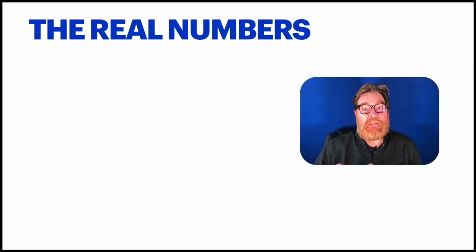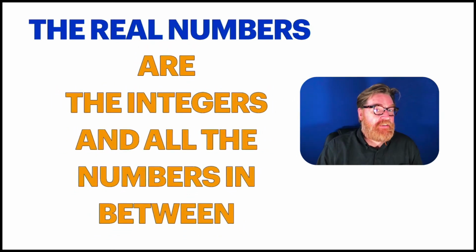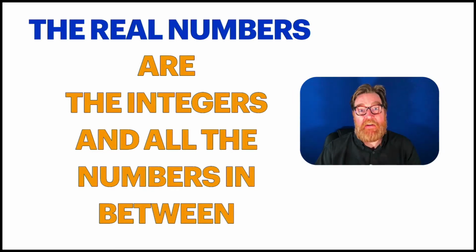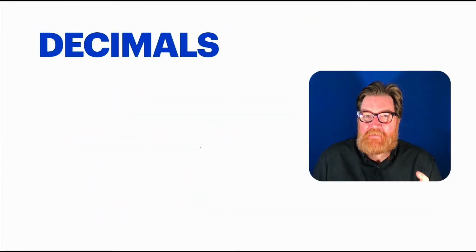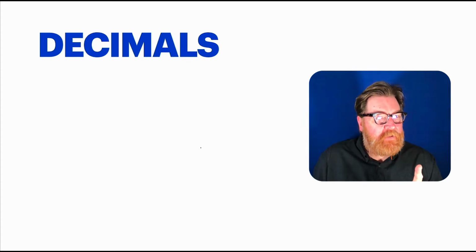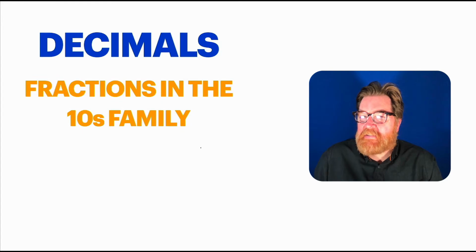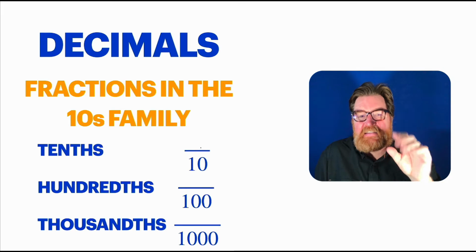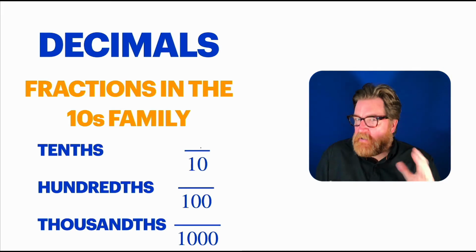We know that the real numbers are the integers and all the numbers in between, and we've spent a ton of time looking at some of the numbers in between. But it turns out if you really want to understand what's going on in between, you need something else. And here it comes. Guys, decimals. Decimals. They're the key. Turns out decimals are just fractions in the tens family. So what I mean by that are fractions like tenths, hundredths, thousandths, etc.